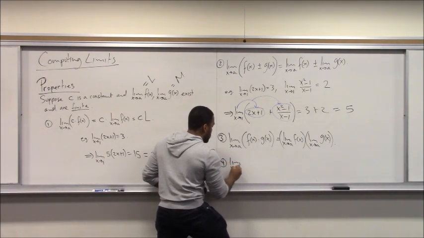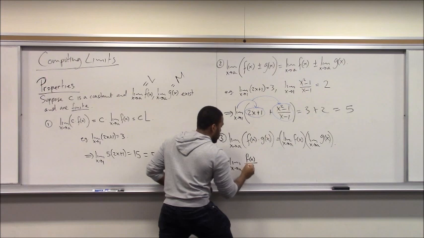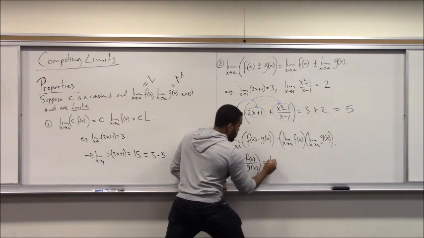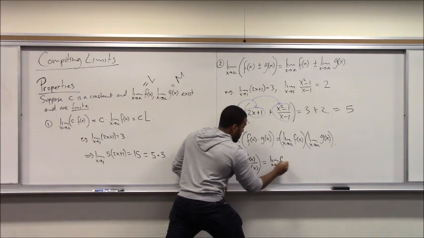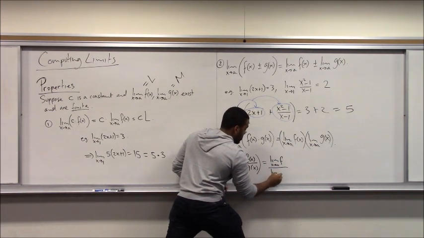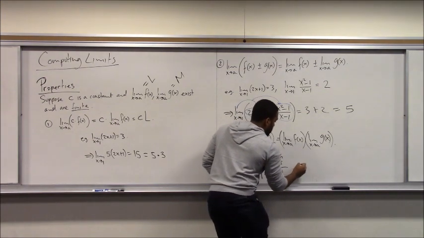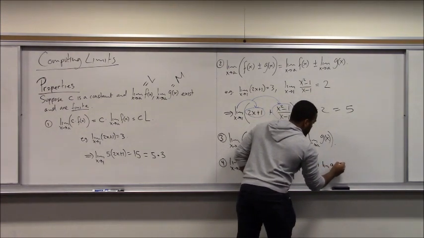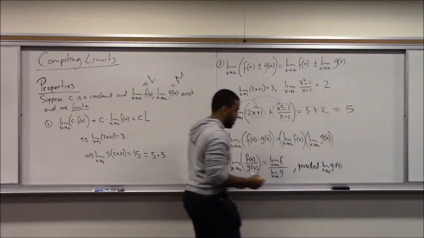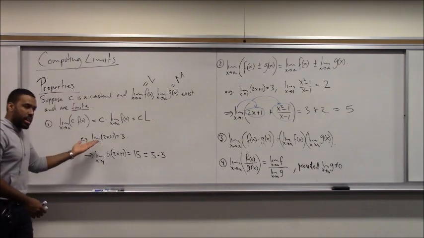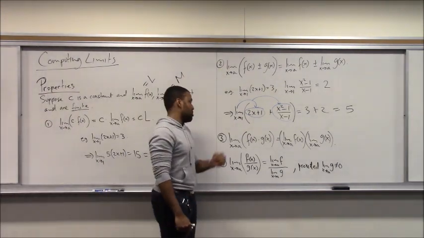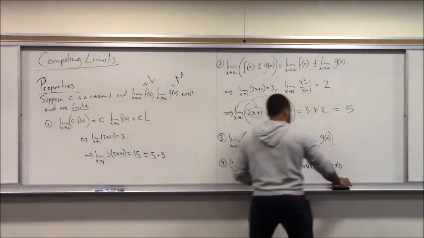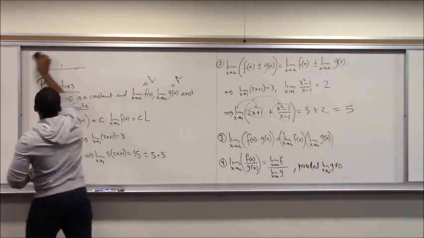Limits actually also distribute across division. As long as you make sure that you avoid division by 0, everything will be fine. So if you see a limit like that, it's just going to be the limit of the top divided by the limit of the bottom, provided the limit of the bottom is not 0. So you can factor constants out. Limits distribute across sums, products, and division. So limits are actually very nice.